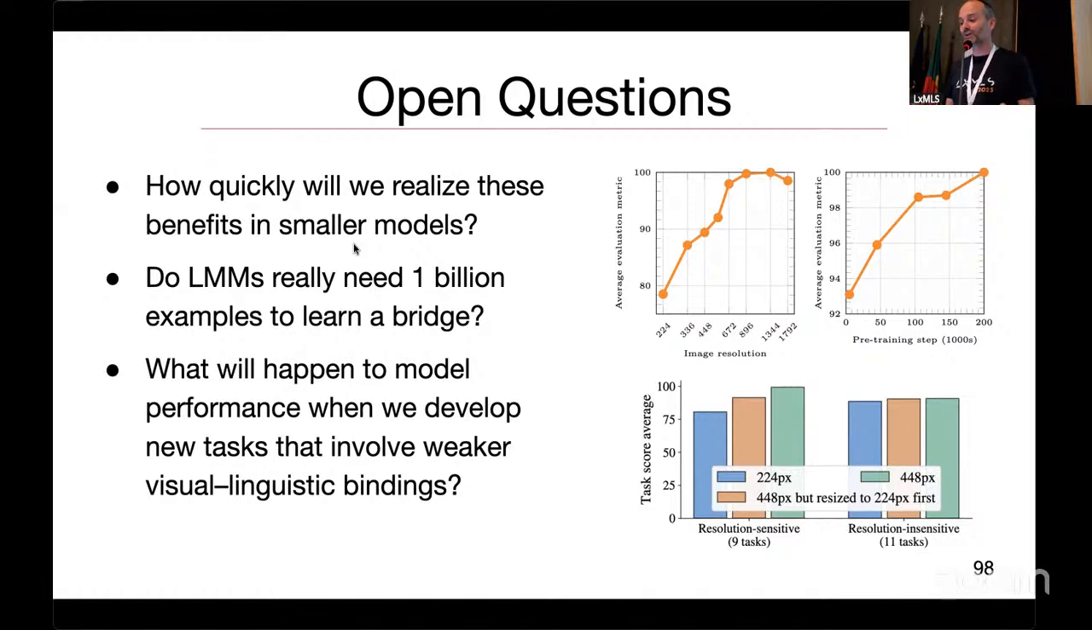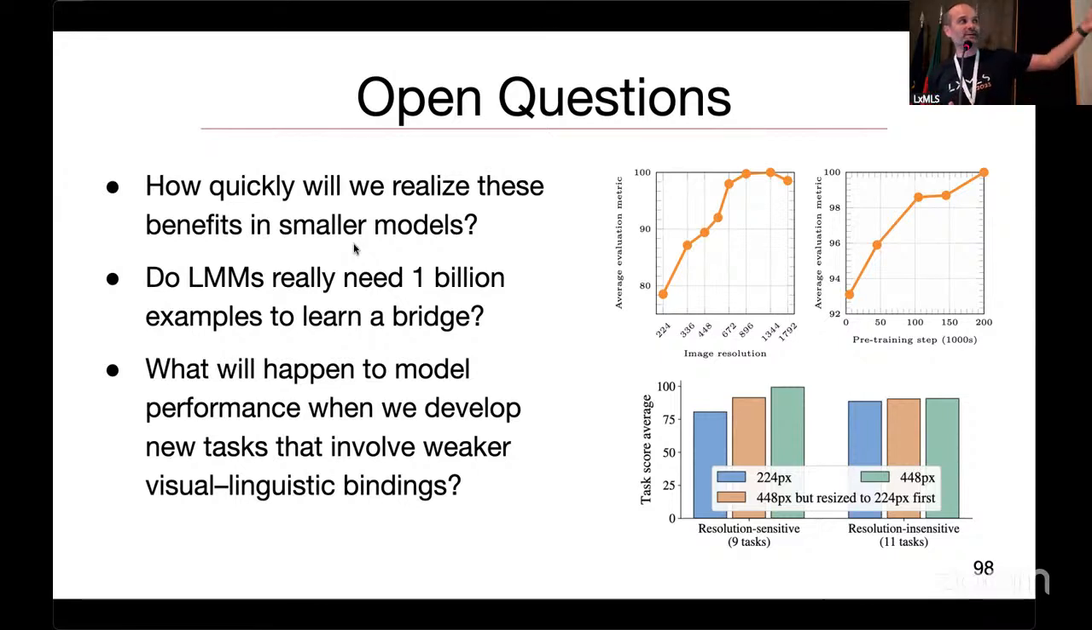So not everyone can get this average evaluation metric improvement of nearly 20 points. And also we can see here that pre-training for more steps gives much better performance. I think we know that already from LLMs, but we don't always have the compute to train for 200 million examples or 2 billion examples.